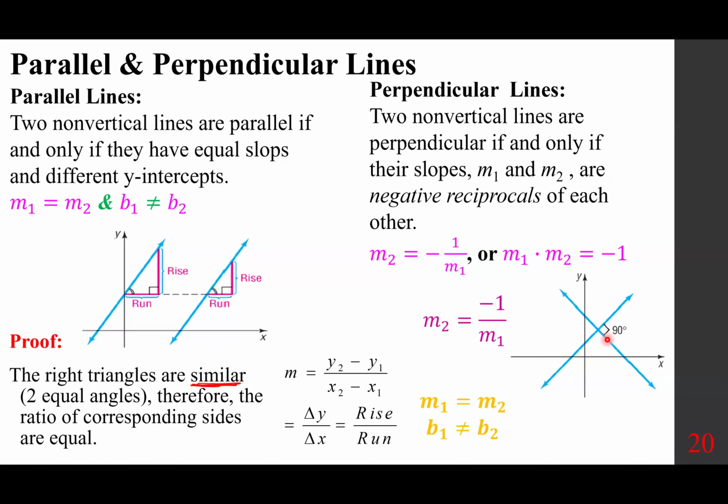So m sub 2 is negative 1 over m sub 1. There are different ways of writing them, okay? Their product is negative 1. One is the negative reciprocal of the other. However you like that, it's fine as long as we can get to one of those. It's good enough.